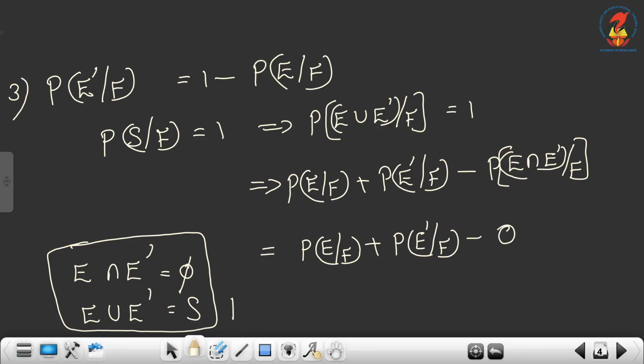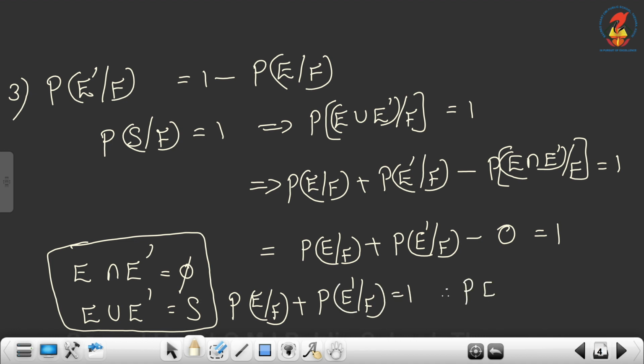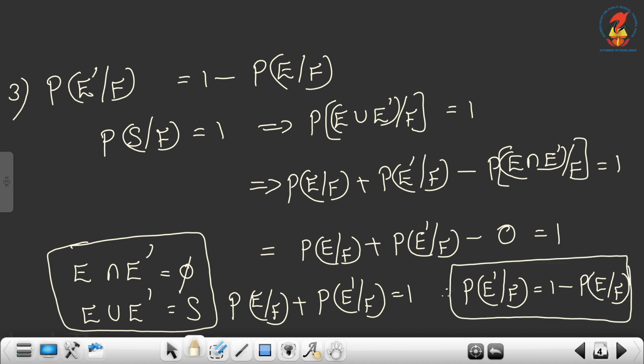So what is the left side? I didn't write the right-hand side, okay children. So I can write P of E given F plus P of E complement given F is equal to 1. Therefore, what is P of E complement given F? It is 1 minus P of E given F. This is the third property.